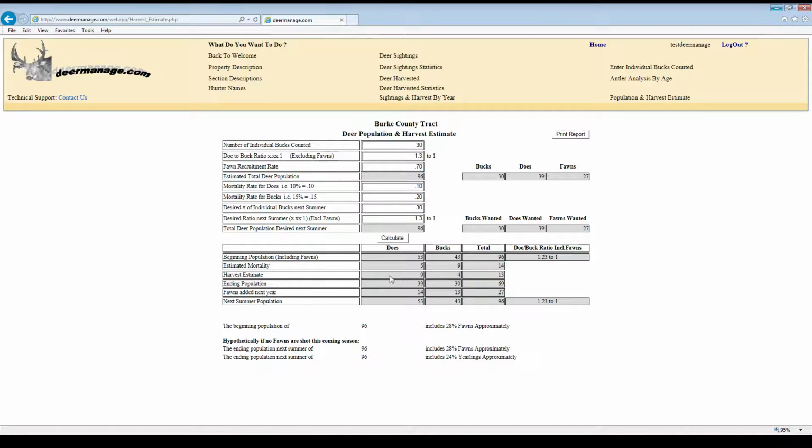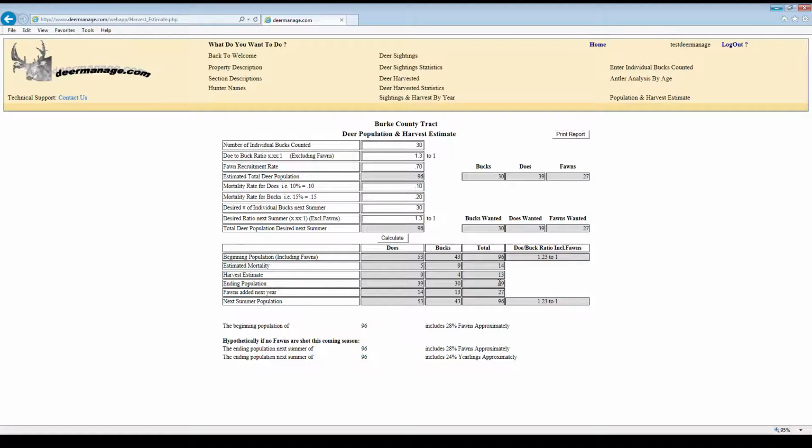So as a result of that, we need to harvest approximately 9 does and 4 bucks for a total of 13 deer. That means after we do that, we end up at the end of hunting season with 39 does, 30 bucks, for a total of 69 deer.